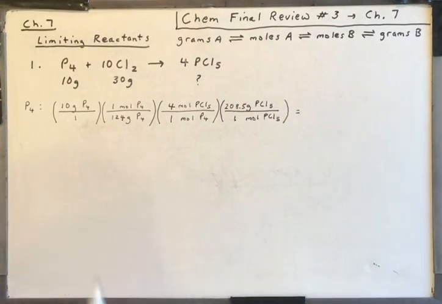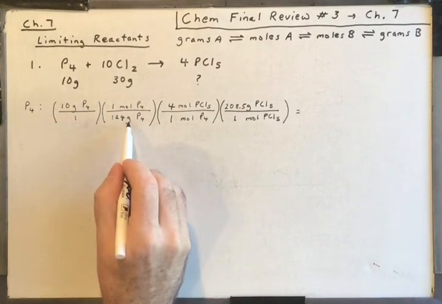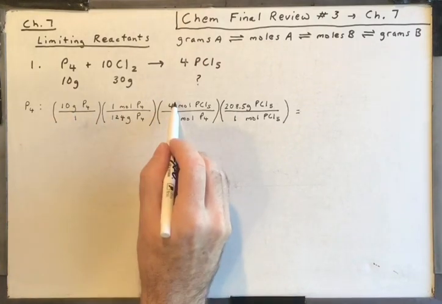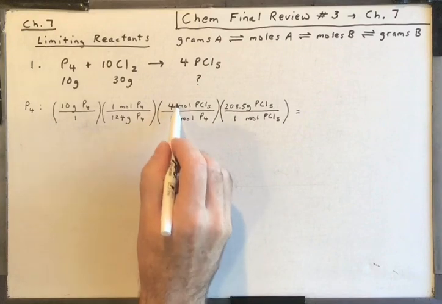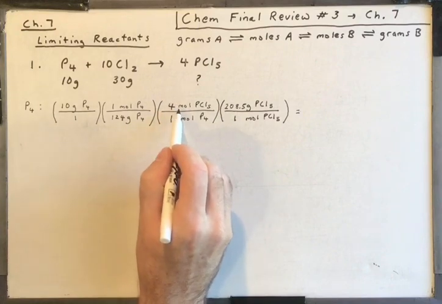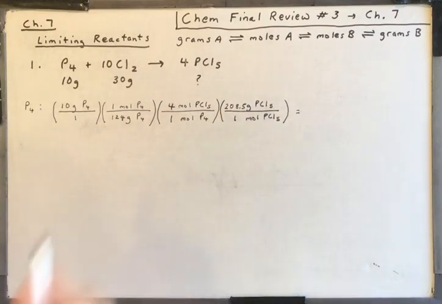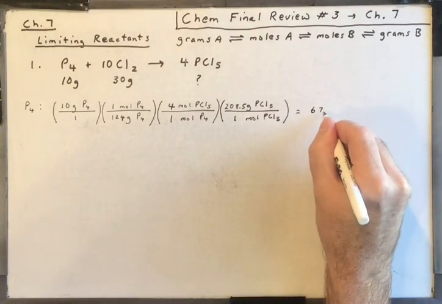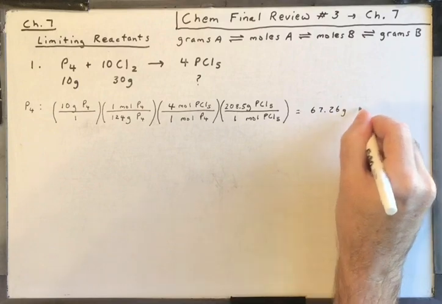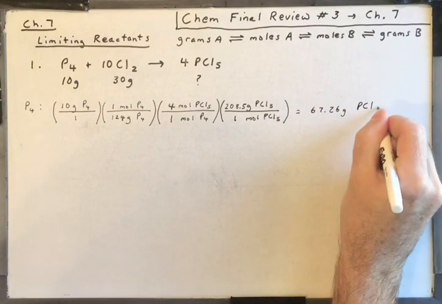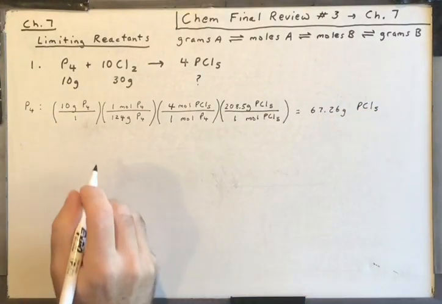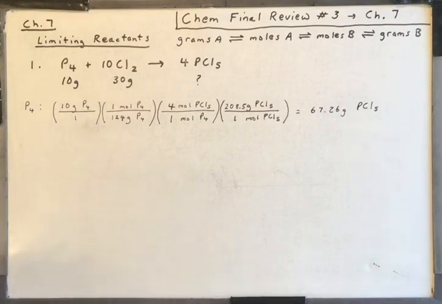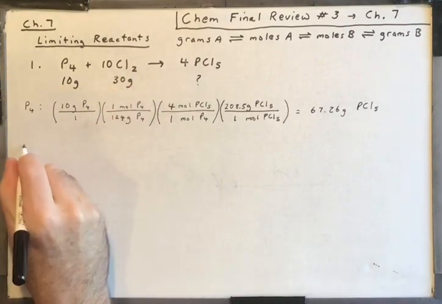Okay, so in your calculator, 10, divide that by 124, times 4, divide that by 1, but you don't have to because it's 1, times 208.5, you'll get 67.26 grams of PCl5. Now, is that the answer? I don't know, let's check Cl2.